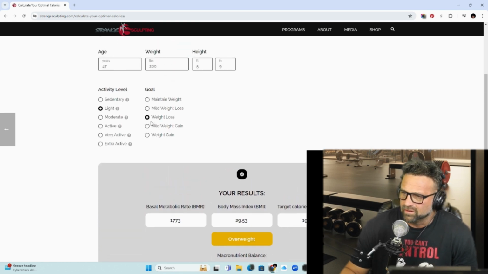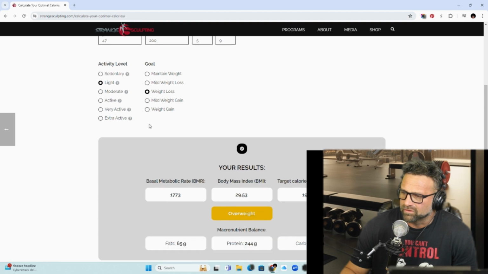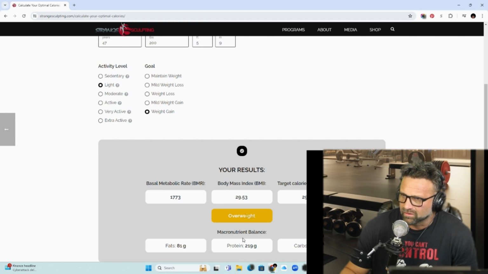And then you can see this too, mild weight gain. I'm going to scroll down a little bit so you can see it. It went back down to 235. And then if you want to gain weight a little quicker, 219 grams of protein. So protein importance goes down whenever you want to gain weight because protein is not being used for energy. Instead, carbs and fat are, because they're energy macronutrients.